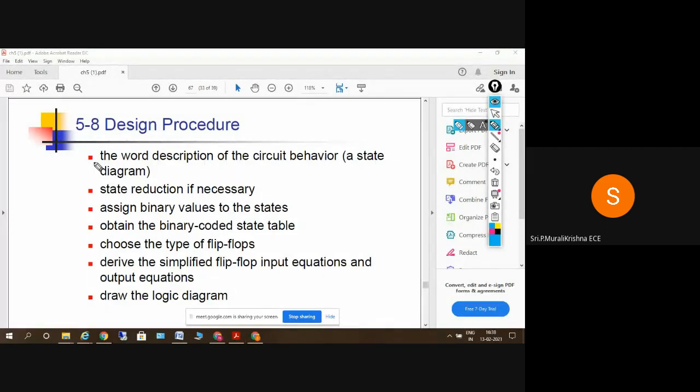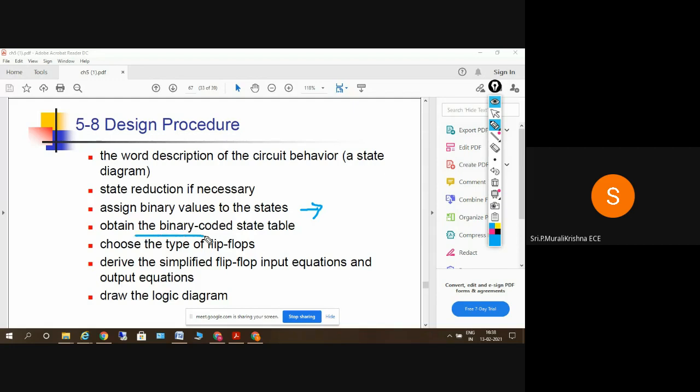First of all, we have to give the description of the circuit behavior. And we have to reduce the states if possible. We told you already: if there is any possibility of state reduction, we have to do that. The next one is state assignment. We do the state assignment to the given states, that is, assigning the binary values. That is called state assignment.